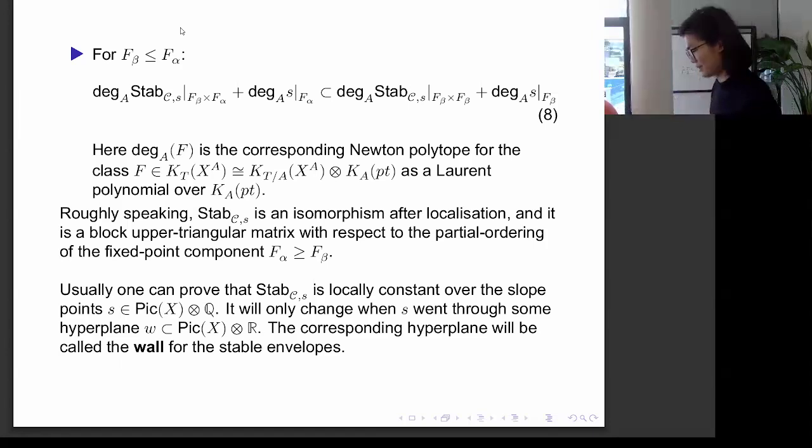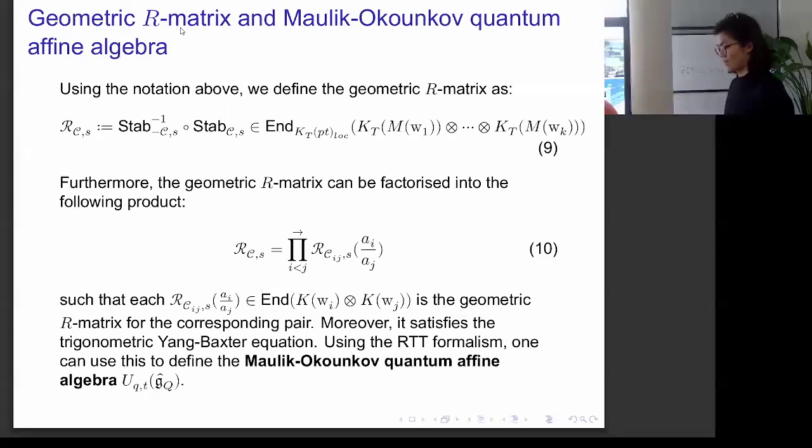And I have to apologize because I don't have a good example for the details of this definition. So I will omit most of the details and tell you the rough story about it. Sorry for this. And so we have defined what the geometric R matrix is, and we have defined what the stable envelope is.